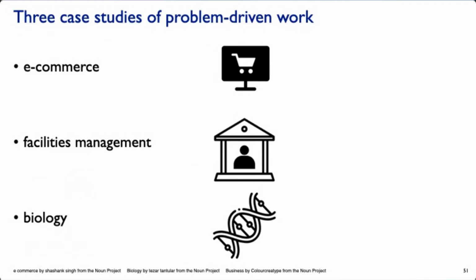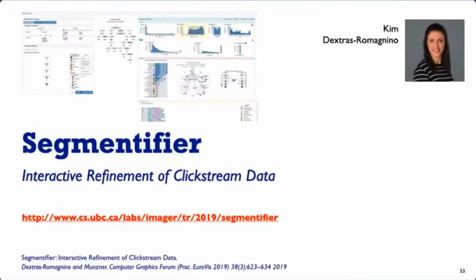So I'm going to talk through 3 case studies of problem-driven work. One's in e-commerce, one is in facilities management, and one's in biology. So let's start with the e-commerce one. So this was joint work with Kim Dexter-Romagino. It was actually presented at Euroviz a few years ago. And it's the Segmentifier system for interactive refinement of Clickstream data.